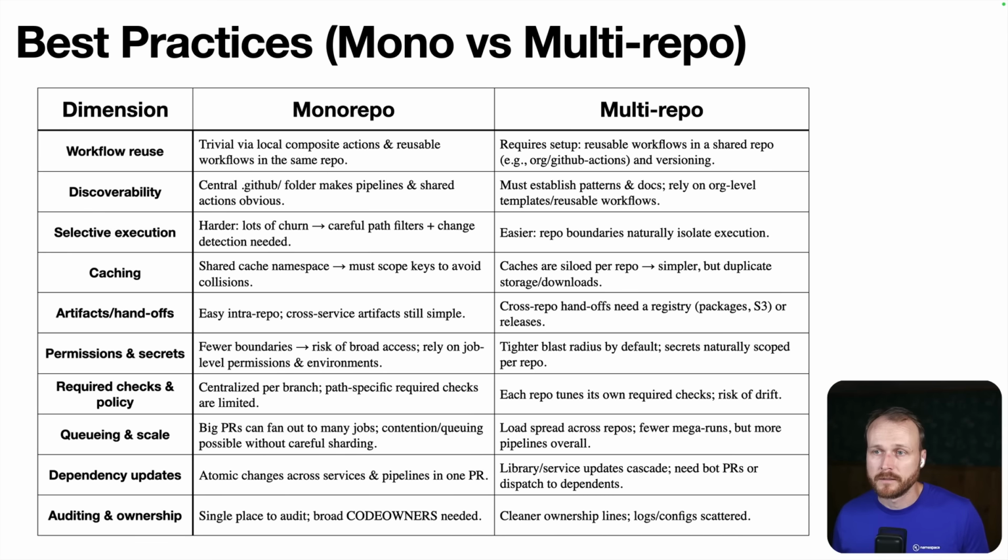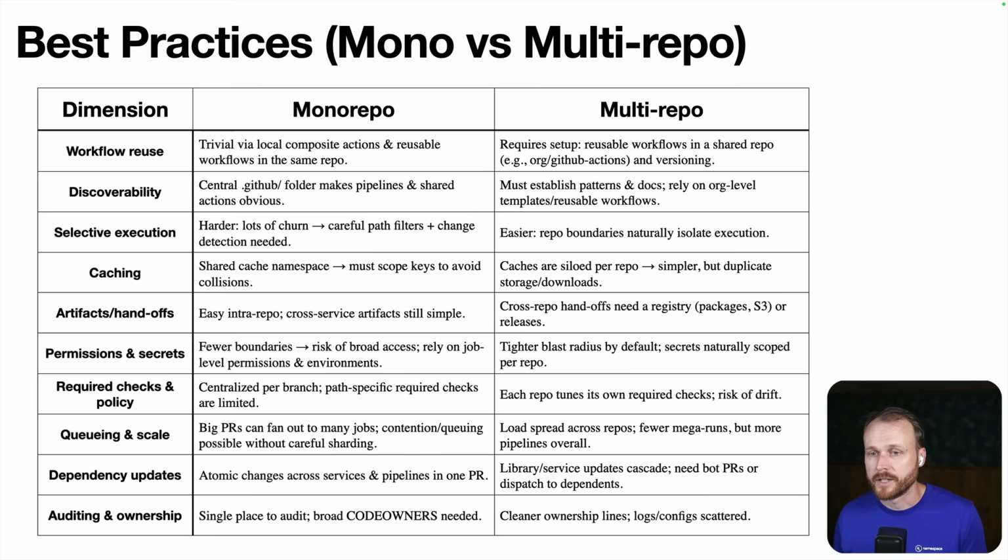From a caching perspective, again, monorepos are much trickier because you need to scope all of your keys to avoid collisions and ensure that each cache is appropriate for the particular artifact that you're trying to store and retrieve. In a multi-repo setup, you kind of get this out of the box because each cache is going to be isolated based on the repo that it's associated with. From an artifacts perspective, within a given repo, this is quite simple. In terms of handing off between different workflows or storing artifacts within a single repo, this is quite easy. But if you have a multi-repo setup, you'll often need an external registry, either a packages registry or maybe an object store like S3, or use GitHub releases themselves to perform that type of handoff.